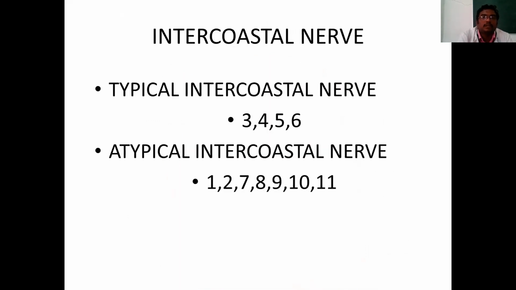So next we are going to see about the intercostal nerves. You'll be able to have the intercostal nerves, the same as the spaces we have seen, the same number here also. The typical intercostal nerves are 3, 4, 5, 6. Atypical intercostal nerves are 1, 2, 7, 8, 9, 10, 11. Okay, so these are the atypical intercostal nerves.